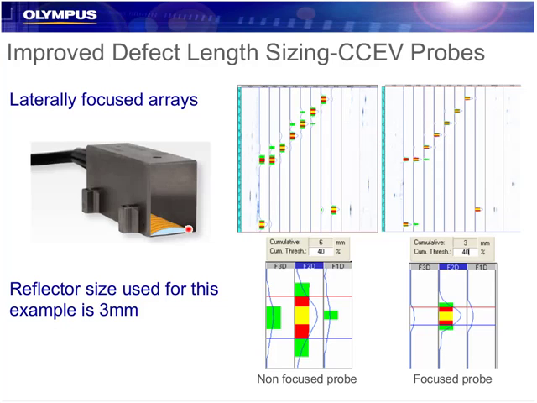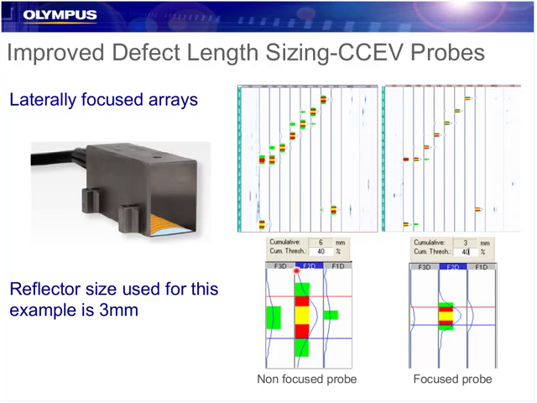So here we look at display of both a non-focused old type of probe as well as a focused new probe. You can see just even on the strip chart how much tighter and concise each indication is. This is basically because as we pass over the notch, the defect or the flat bottom hole, we have a smaller beam spot size, and it's able to give us a better resolution.